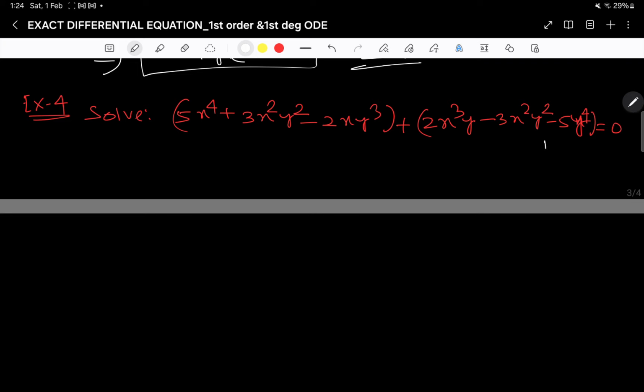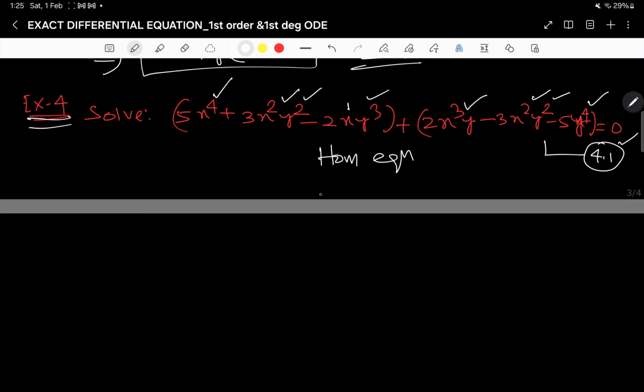Now consider, let it be my equation 4.1. Under example 4 I mark it 4.1. Now you see the degree is 4 here, the degree is 4 here, the degree is 1 plus 3, 4 here, and similarly degree 4 and degree 4. So this is a homogeneous equation, and you may try it, put y equal to vx and proceed, right? And alternatively, if it is exact, then it is a quite easy approach.